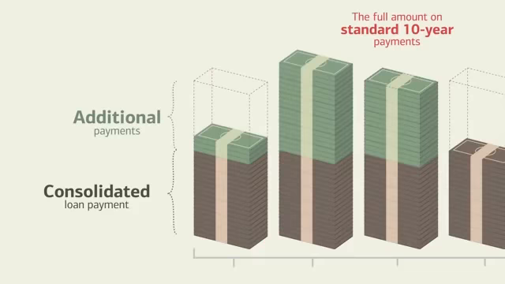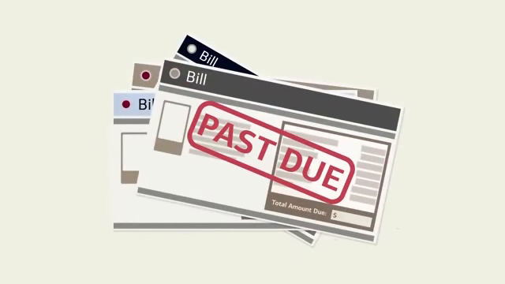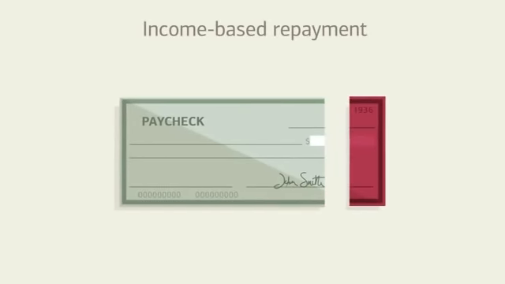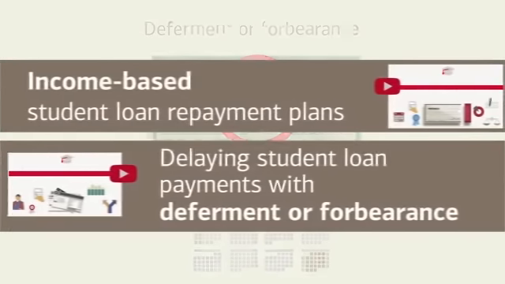But everyone's situation is different. If you're struggling to make payments on your original loans, you might consider repayment options other than loan consolidation, like an income-based repayment plan. Or if you run into a financial hardship and need short-term relief, you might consider deferment or forbearance. These options are covered in detail in other videos.